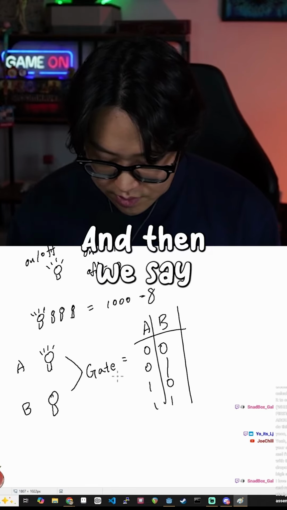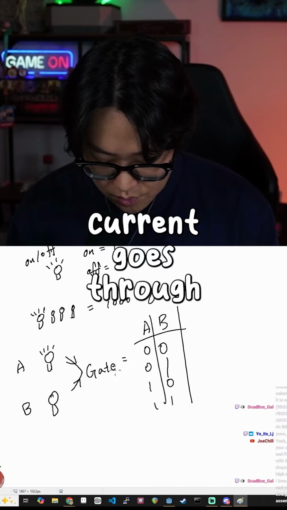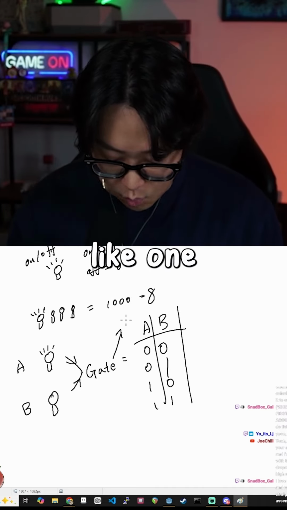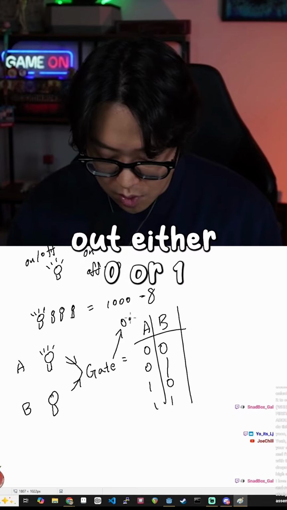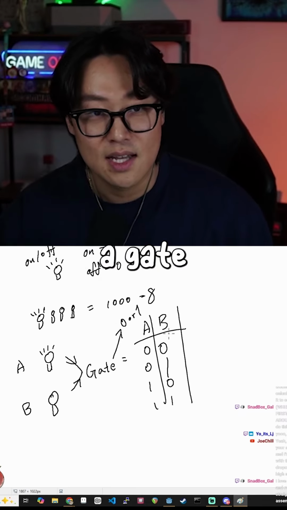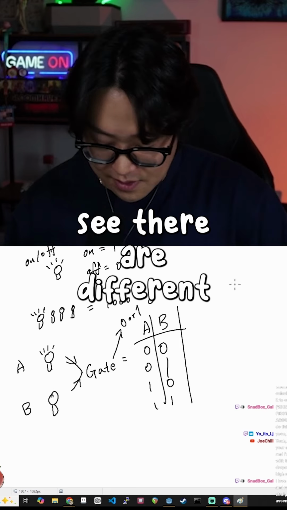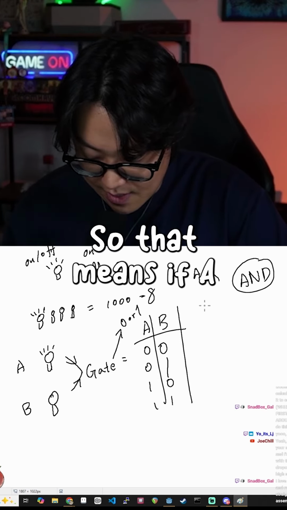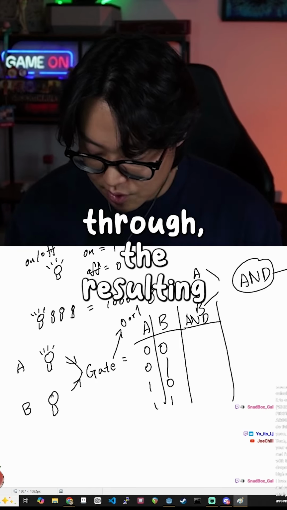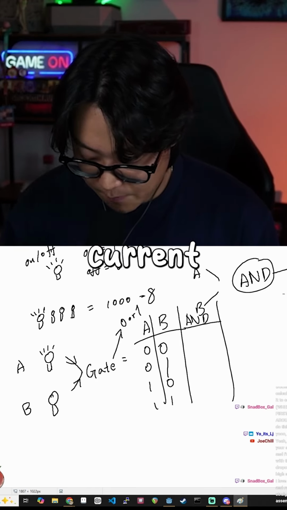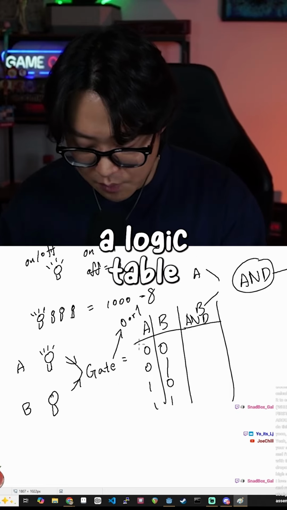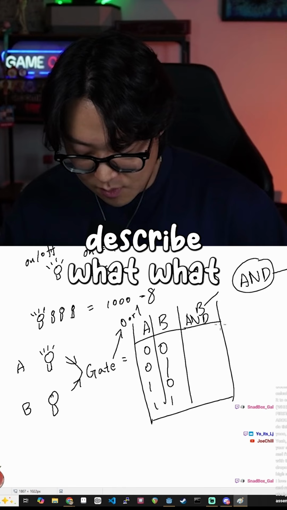0, 0, 0, 1, 1, 0, 1, 1. And then we say current goes through, they come together at the gate, and then one number comes out, either 0 or 1. So that's the gate. And you can see there are different types of gate, right? So we have the AND gate. That means if A and B go through, the resulting current is either 0 or 1. And this is a logic table to describe what each gate does.